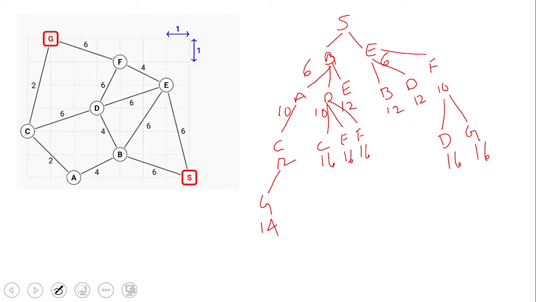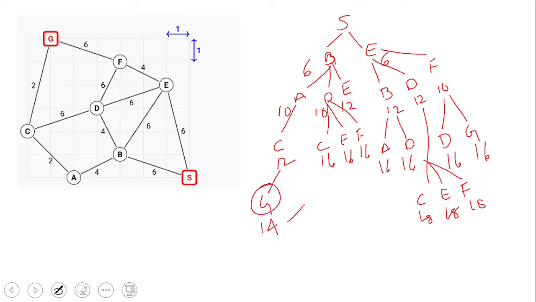Next, if I expand this B, we are connecting to A and D. So this is 16 and this is 16. If I expand D, D has connections to C, E and F with values 18, 18 and 18. Up to D we have 12, and again we are moving from D to C, D to E and D to F. Now you see which has the minimum? Z, which has 14. Cost is 14. The path is S, B, A and C.